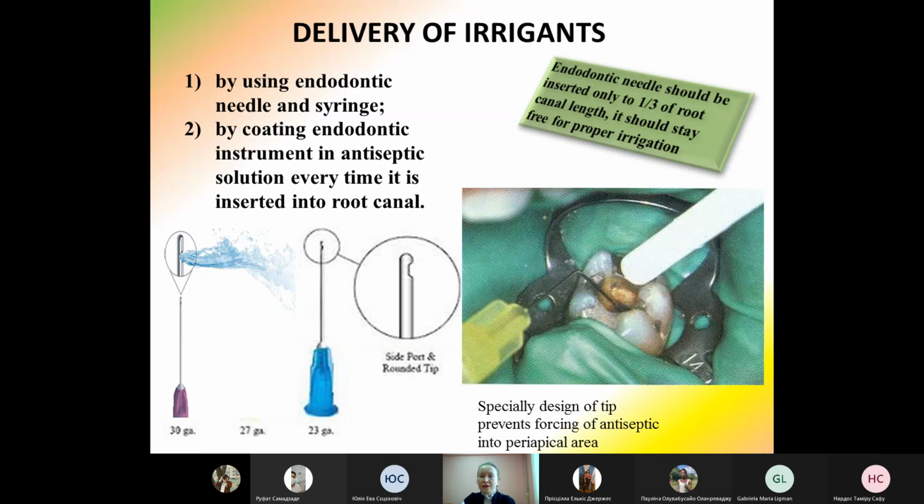So a needle should be inserted only to one third of the root canal length. Basically, it should be placed at the root canal orifices, and then press on the syringe and start irrigation. Be sure that the needle is free inside the root canal. If it is blocked, washing is not done. That's why antiseptic treatment won't be done appropriately. Actually, it will split into the oral cavity.